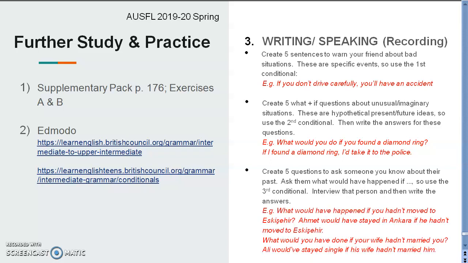For example, what would have happened if you hadn't moved to Eskişehir? Ahmet would have stayed in Ankara if he hadn't moved to Eskişehir. What would you have done if your wife hadn't married you? Ali would have stayed single if his wife hadn't married him. Again, put those sentences into language that you can connect to. Make it more personal, and you will remember it more easily.